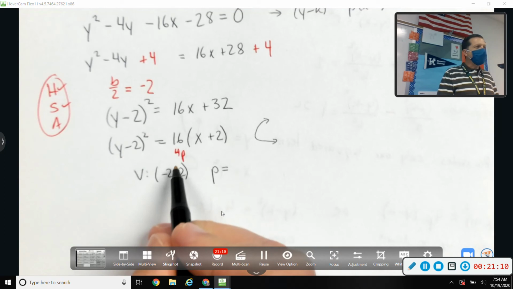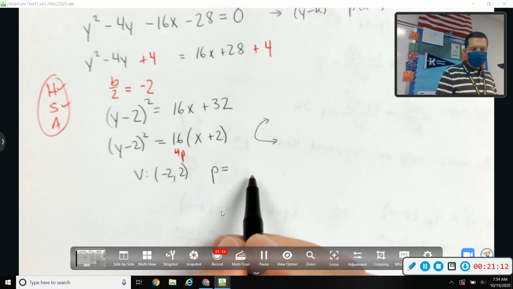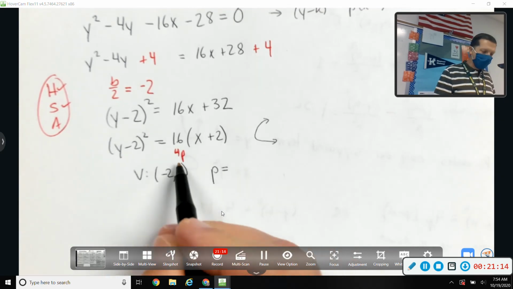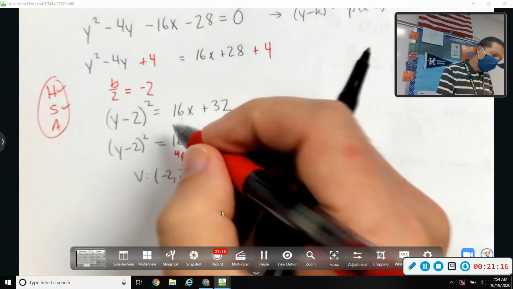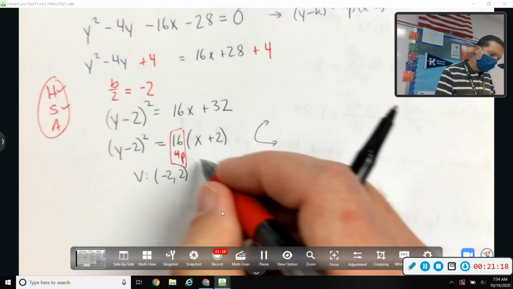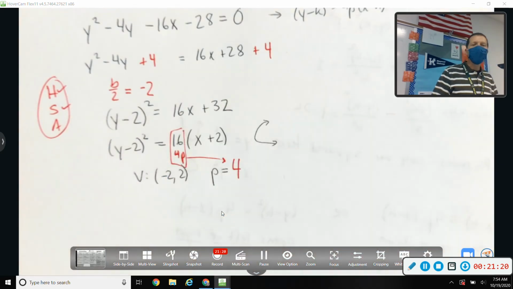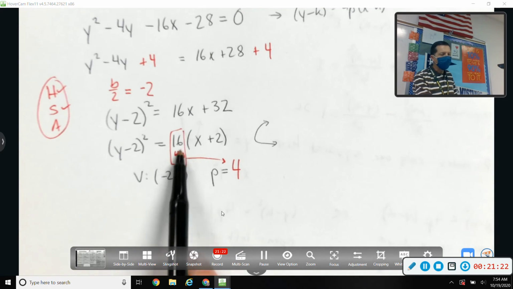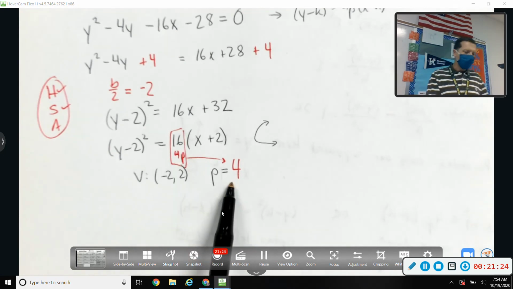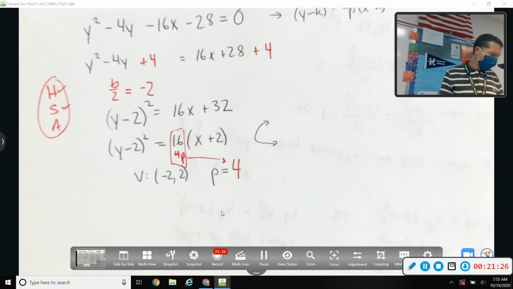Some people don't write anything about 4P. They just write P equals 4 because they figure it out. Other people start labeling things kind of like this. Well, 4P is 16, therefore P is 4. So whatever you need to do to help you see that this is 4P and then get what P is, then you're kind of off and running from there.